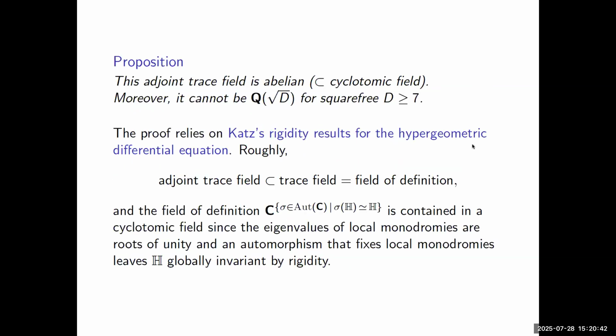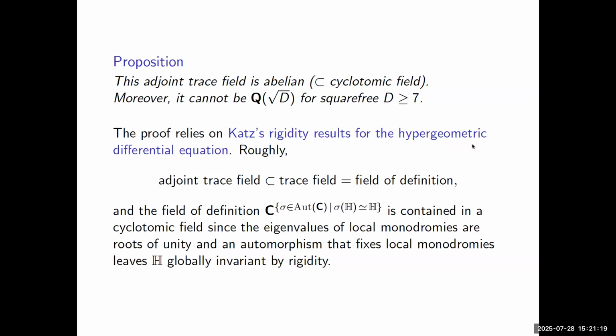And then the claim is that this adjoint trace field is contained in a cyclotomic field. So in particular, it is abelian. And also it cannot be a real quadratic field Q(square root of D) for D bigger than or equal to 7. Okay. So this statement is a consequence of rigidity. So rigidity results by Katz for the hypergeometric differential equation. So this is roughly how it works.